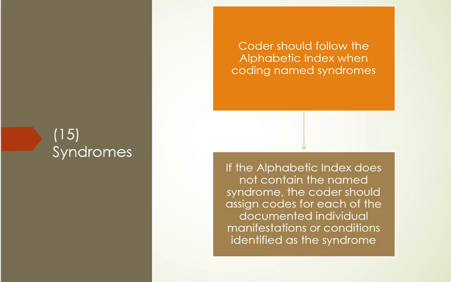Guideline number 15 focuses on syndromes. Coders should follow the alphabetical index when coding syndromes.